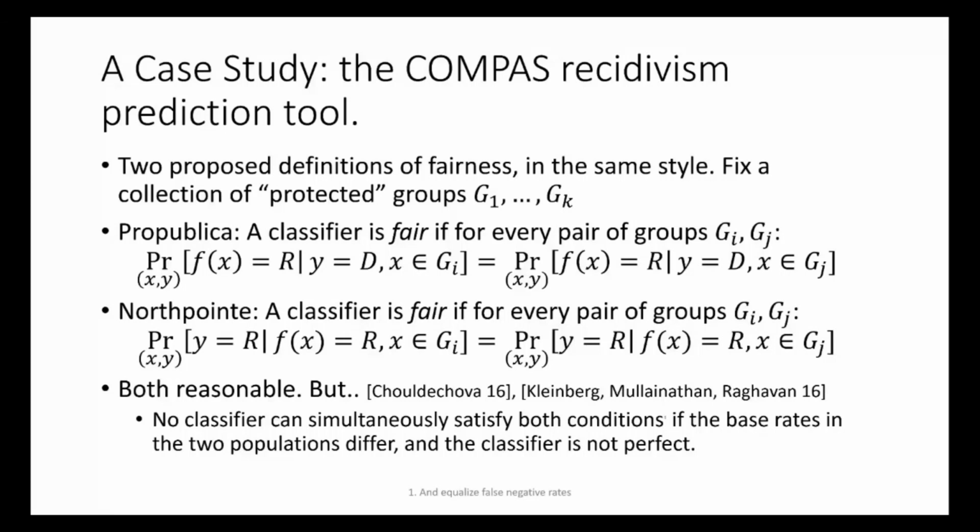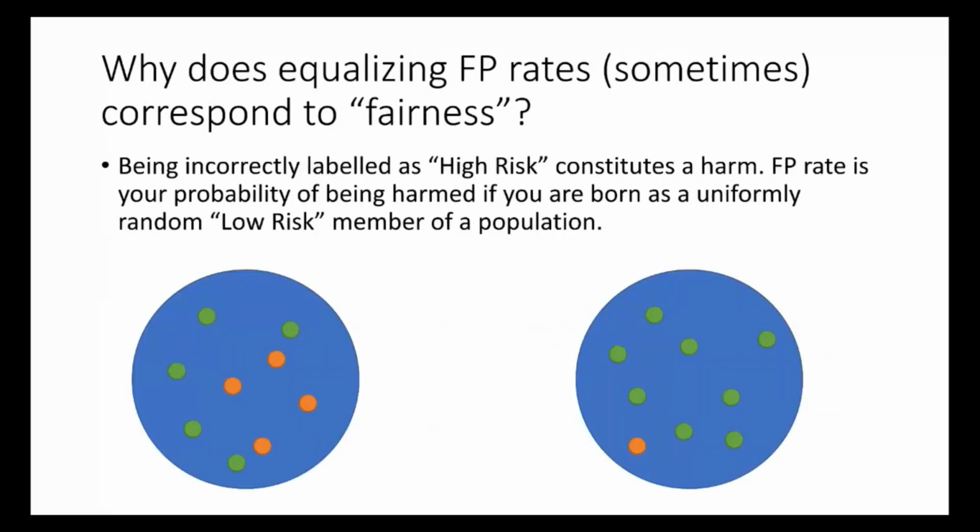So let's dig a little bit further here. Let's pick one of these fairness definitions, as this impossibility result obligates us to do, and ask whether it's even a sensible definition. Like, why should equalizing false positive rates between Black people and white people correspond to anything we mean by the English word fairness?